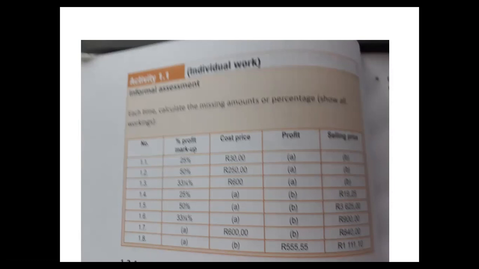Right, if we look at 1.6, there we have 33.3 or 33 and a third percent again. We've got the selling price of 900 Rand. So if you're going to calculate the cost price, then you're going to take the selling price of 900 Rand, you're going to multiply it with 100 divided by 133.3, and then you get an answer of 675 Rand and 16 cents. So that will be then your cost price.